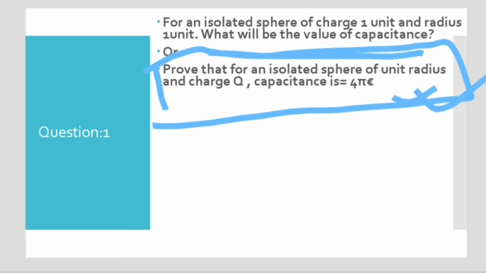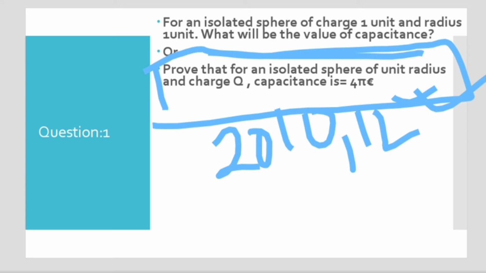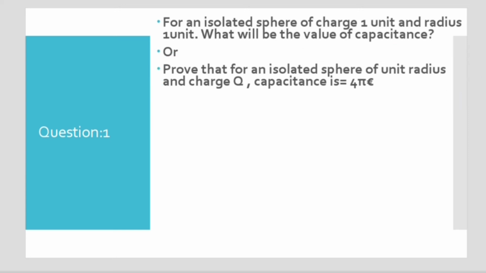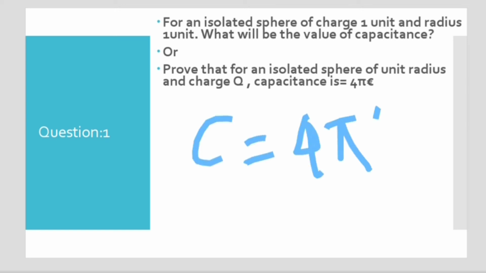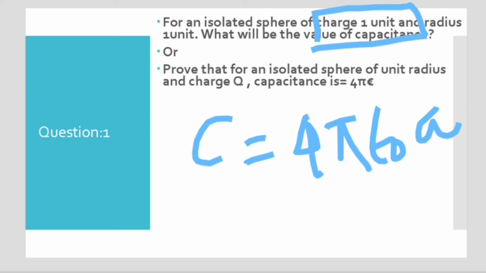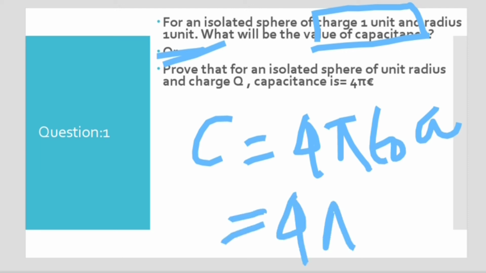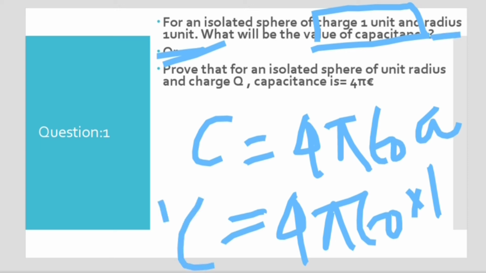This is the exact question asked in 2010, I guess 10 or 12. The same question is being asked. We know the value for capacitance of an isolated sphere, and that is C equals 4 pi epsilon naught A. Even if the value of charge is not given, you can give the value, that is 4 pi epsilon naught into 1, because the radius is unity. So this is your value.